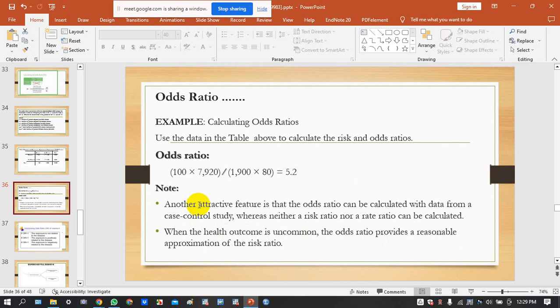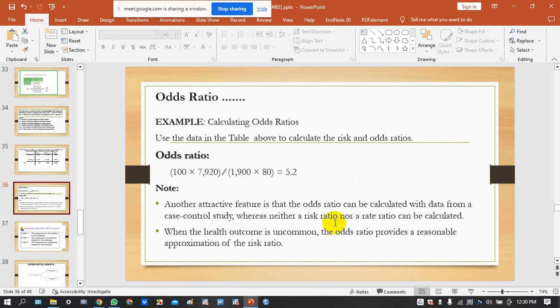Another attractive feature is that the odds ratio can be calculated with data from a case control study, whereas neither a relative risk nor a rate ratio can be calculated. If we are looking at relative risk, then you look at a longitudinal study, but the odds ratio is for case control studies. But there are some papers where I even use the odds ratio. The odds ratio is very powerful. Even if you have a longitudinal study, some of the time you use the odds ratio and no peer reviewer will complain about it.